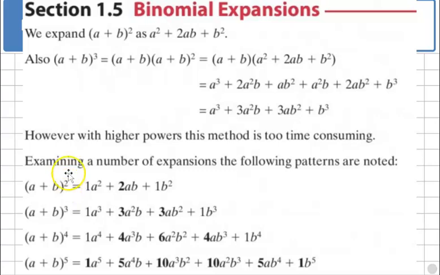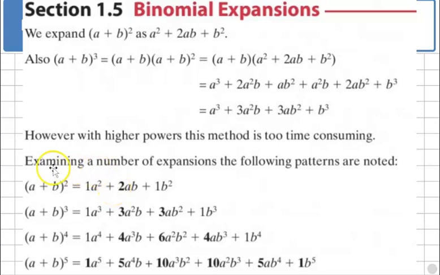So (a + b) to the power of 2 started with 1a to the power of 2 and ended with 1b to the power of 2. For (a + b)^3, it started with 1a^3 and ended with 1b^3. For (a + b)^4, it started with 1a^4 and ended with 1b^4. And for (a + b)^5, it started with 1a^5 and ended with 1b^5.